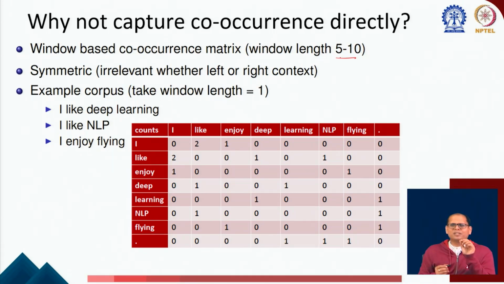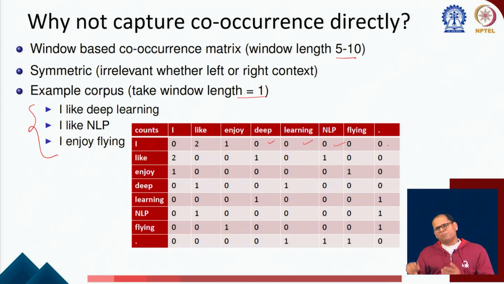In the window we were taking one target word and some context words, right. But what if I go through the entire corpus and compute the statistics beforehand? Let's say I have a simple example, a simple corpus with 3 sentences, and I take the entire sentence and I will just count how often I occurs with deep, I occurs with learning, I occurs with NLP, and I occurs with flying, and I compute it for the entire corpus. So can I not use this co-occurrence directly?